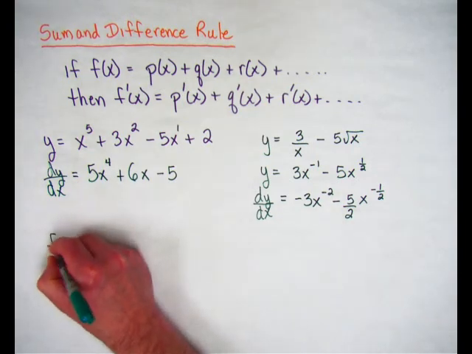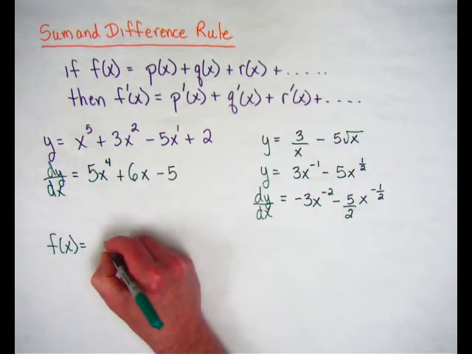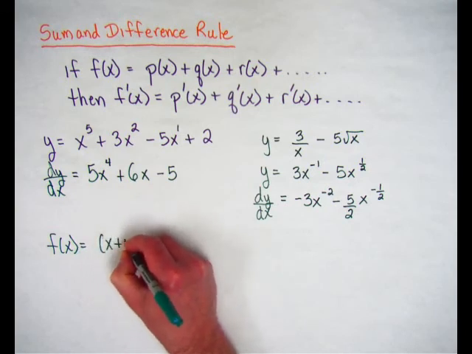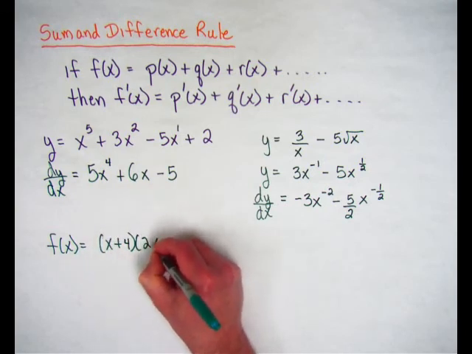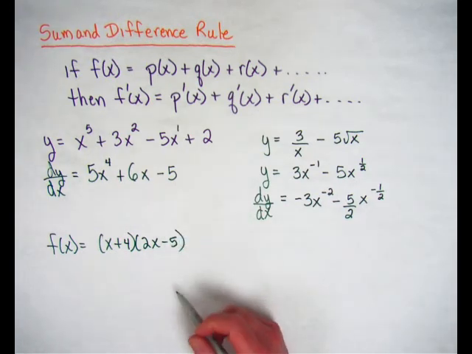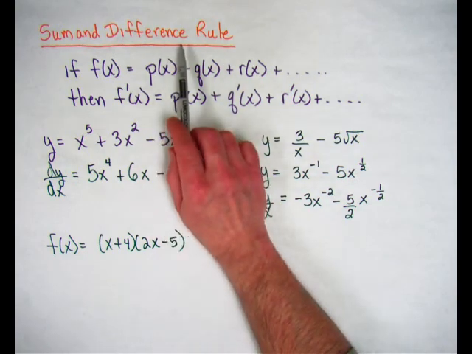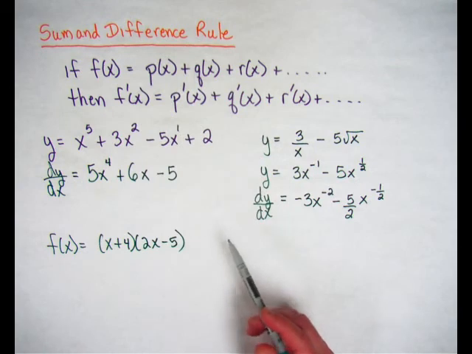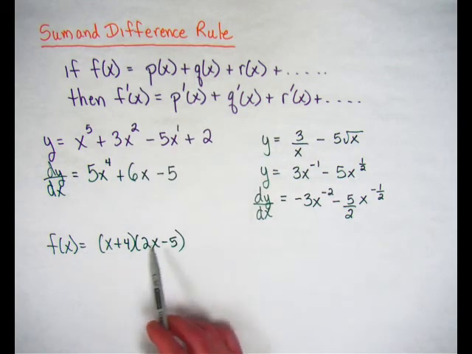The last example I wanted to do was just to make sure you don't try doing something that you can't do yet. This question right here, f of x equals x plus 4 times 2x minus 5. Being that you're just learning these rules, there's a temptation to want to take this rule you just learned here and apply it where it doesn't really apply. This is not a sum and difference rule. This is a function times a function.